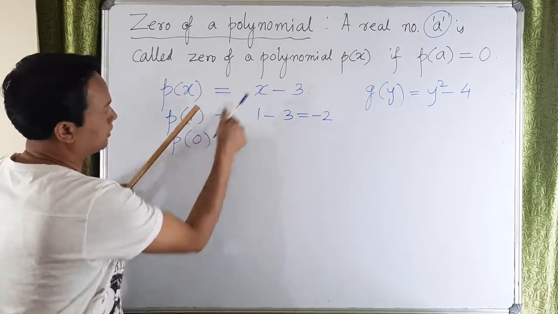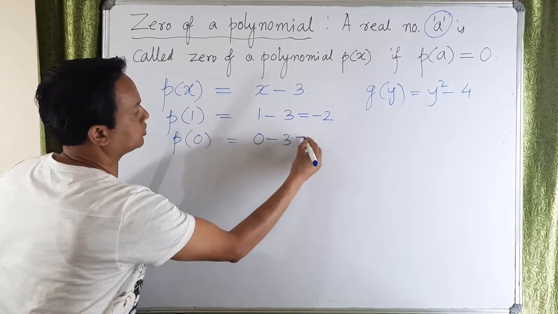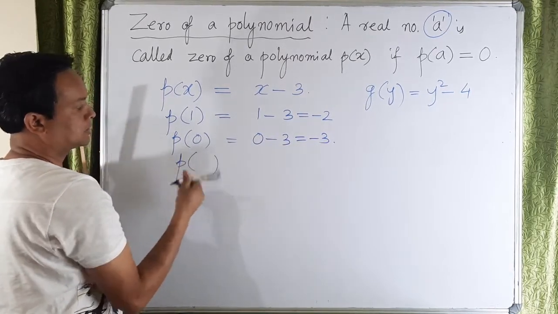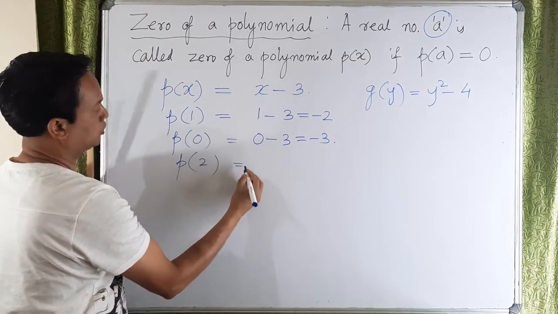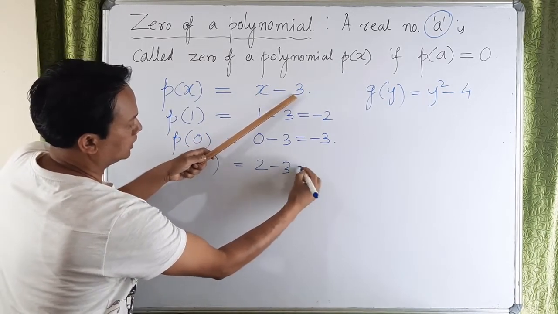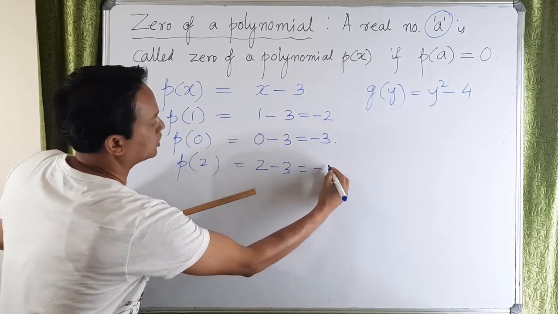If I put 0 here, wherever x comes, x will become 0 now. 0 minus 3 equals minus 3. In this way, we can keep on changing numbers. You can take any number you like, say 2. If I put 2 in place of x, look from here, minus and 3. This variable first became 1, then 0, then 2 now. 2 minus 3 is minus 1.